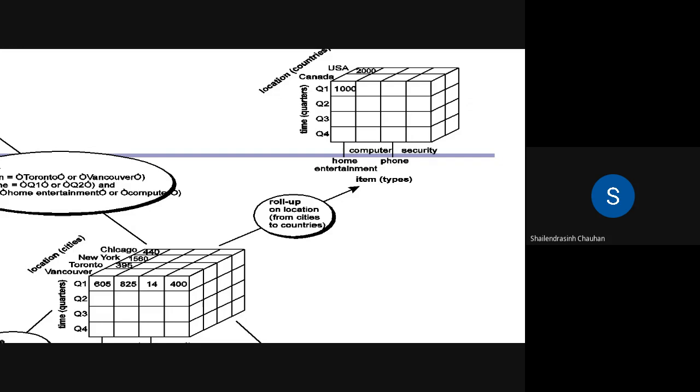So we are performing a roll up operation because our main cubes have cities. If you have the cubes in countries and you want city-wise analysis, then you perform a drill down operation. Right, so let us see the drill down operation now.